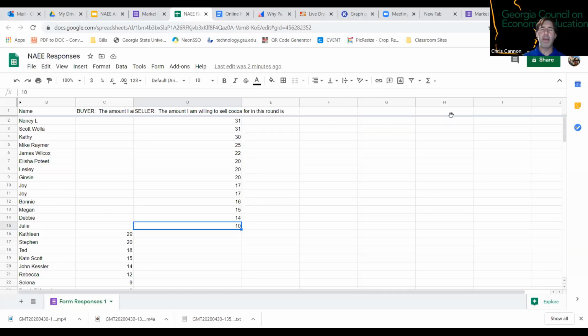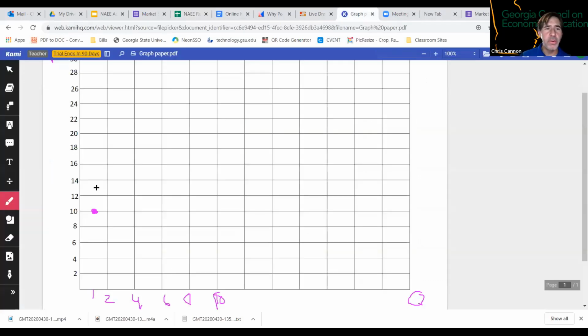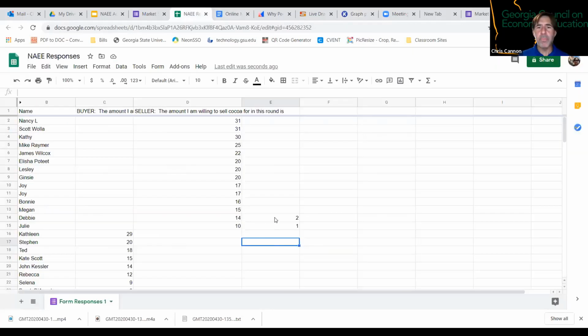Oh, great. Okay. So guess what that means, folks? That means if the price were actually $14, not only would Debbie sell, but Julie would too. So how many people do we have that would sell for $14? We have two. 2 units of cocoa or whatever would actually be sold for $14. And I think you see where I'm going with this. So at 14, we have 2. Woo-hoo. There's Julie and Debbie.